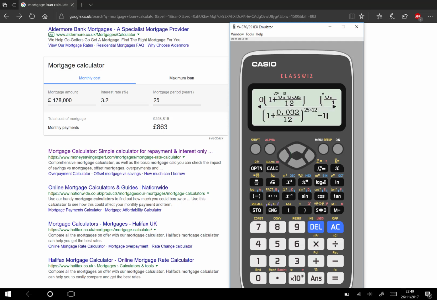I'm going to do one more just to really drill it home that this is the case. Let's do a 20-year mortgage. Rather than 3.2%, let's say it's 3.6%. Change the figure from 178,000 to 298,000. So we've got 20 years.